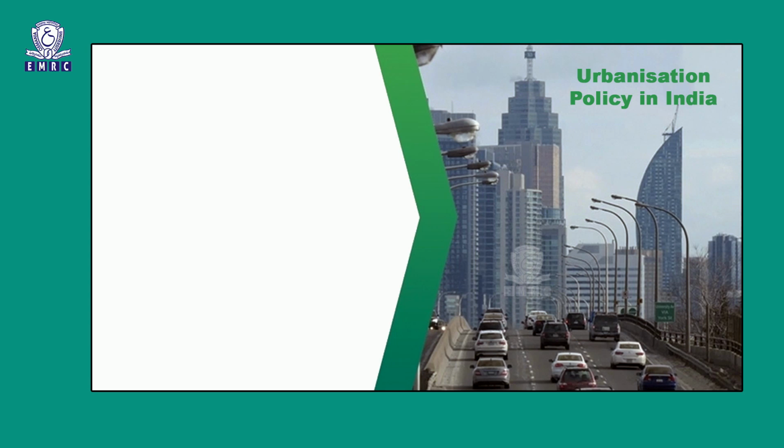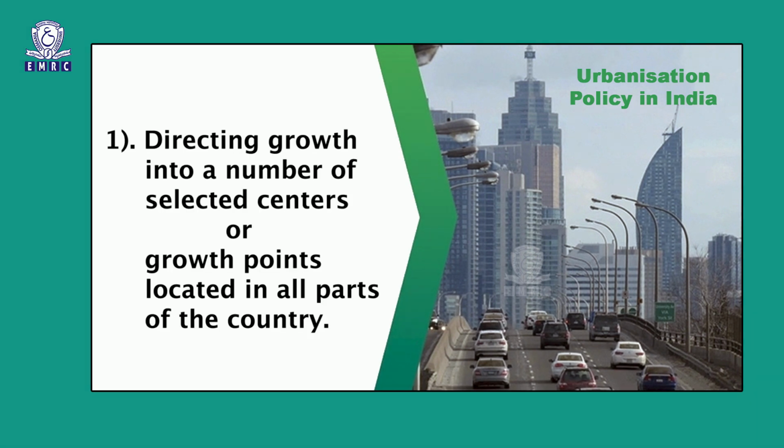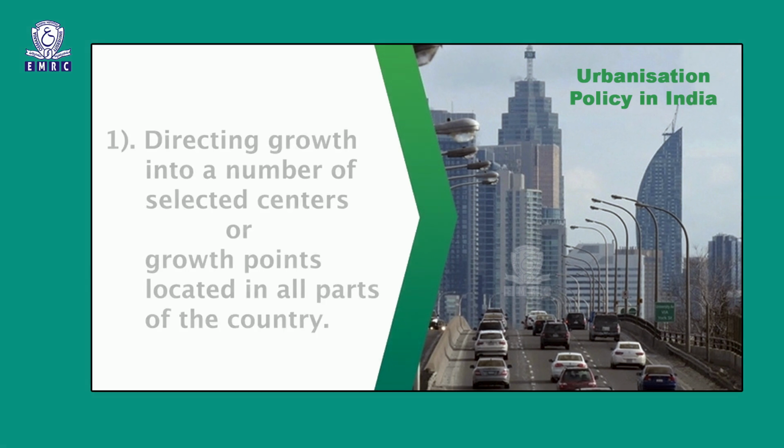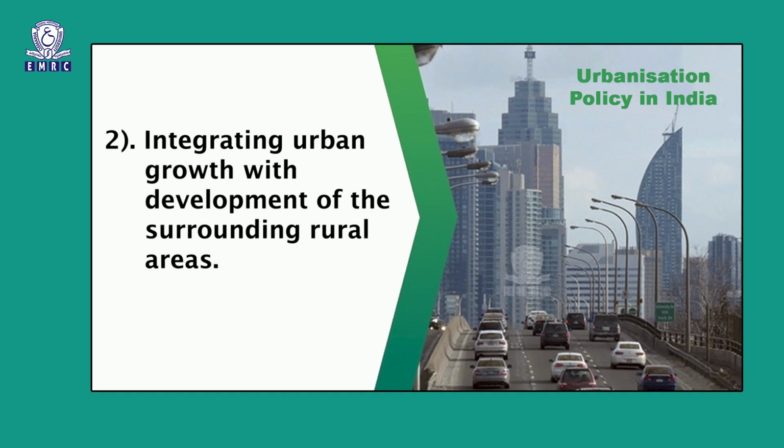Let's take up the urbanization policy. Urbanization is a natural outgrowth of socio-economic development in general and industrialization in particular. Urbanization policy in India, which was initiated, emphasized two objectives. 1. Directing growth into a number of selected centers or growth points located in all parts of the country. 2. Integrating urban growth with development of surrounding rural areas so that the two are bound together in a relation of mutual interdependence and each growth point becomes in time the nucleus of a rapidly developing region.